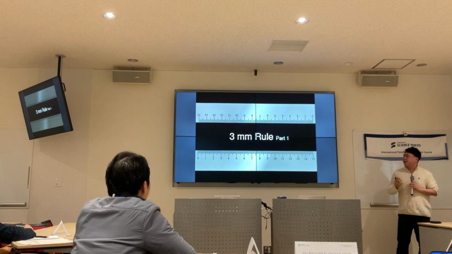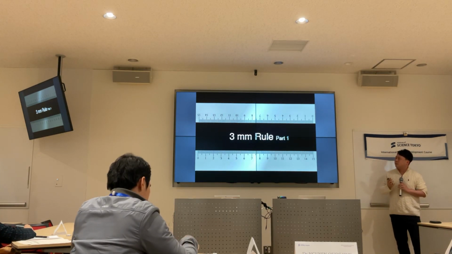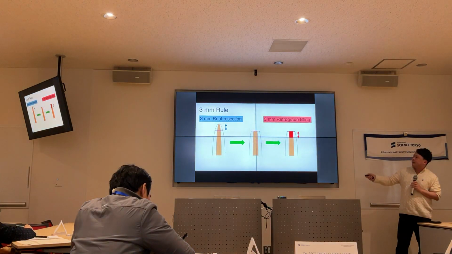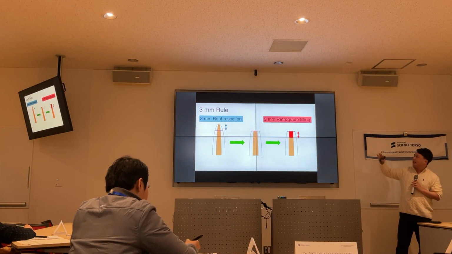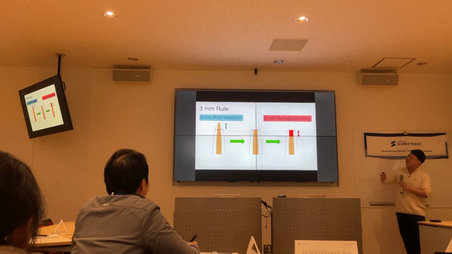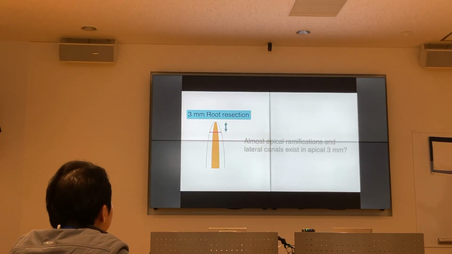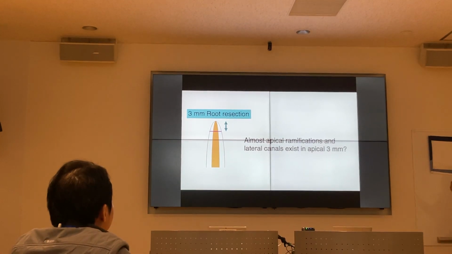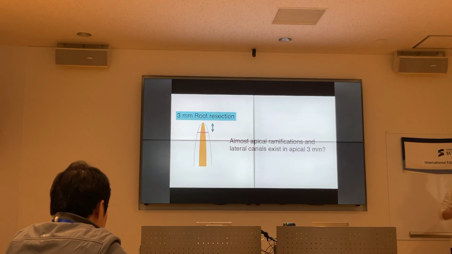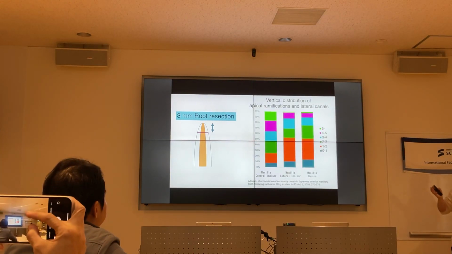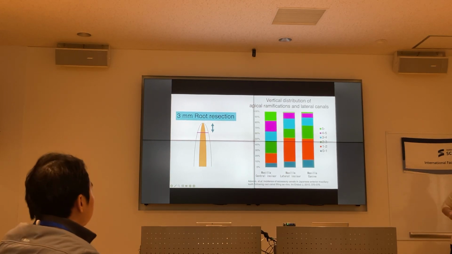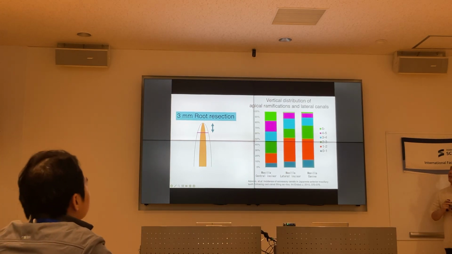Then in endodontic microsurgery, the 3 millimeters rule is a very important rule. This rule is 3 millimeters root resection and 3 millimeters retrograde filling. Today, I want to think about this rule. At first, for 3 millimeters root resection, almost all apical ramifications and lateral canals exist in the apical 3 millimeters. But from the article, this article is from this university, this figure shows the vertical distribution of apical ramifications and lateral canals.